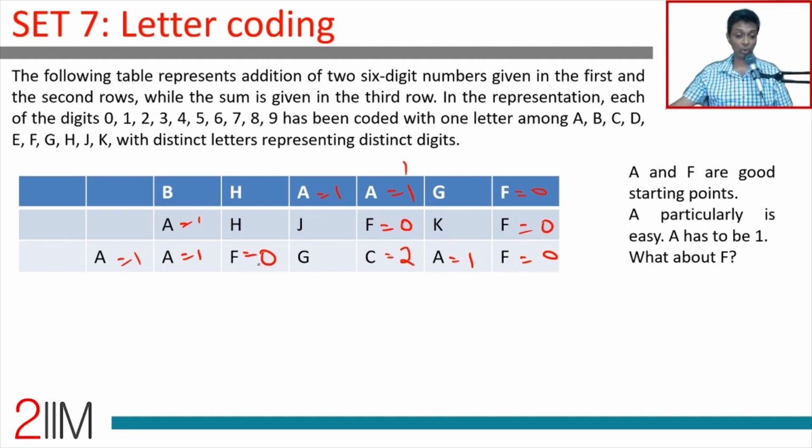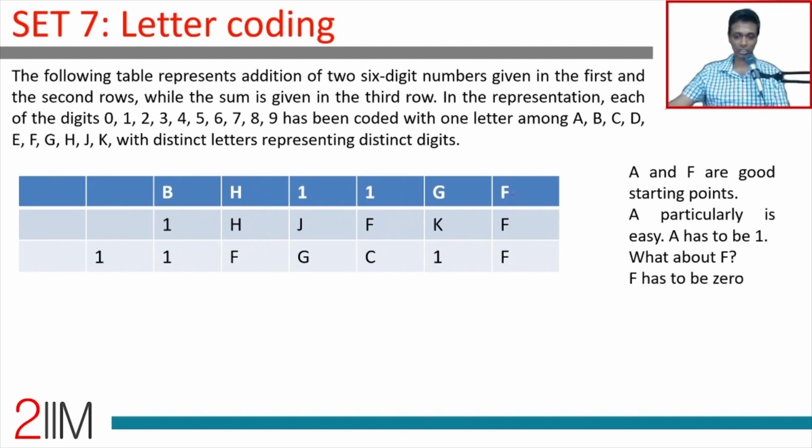H plus H ends in 0, or H plus H should have been 10. We have 5 plus 5, 10. 0 and a 1 carried over. And so 1 plus 1, 2. 2 plus something should give us 1 with 1 carried over. So this number is 9. We are practically through. A is 1. F is 0. H is 5. B is 9. C is 2.